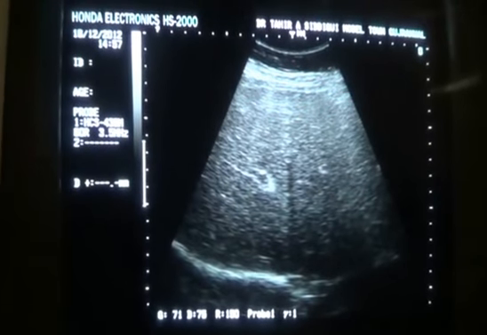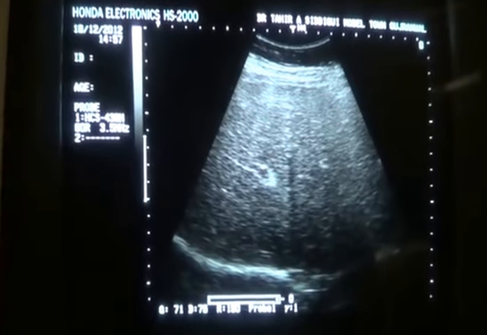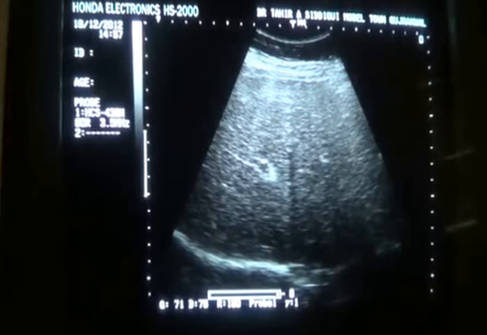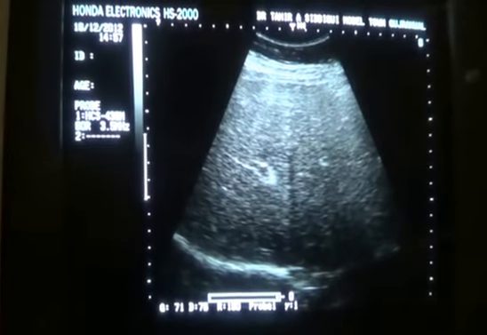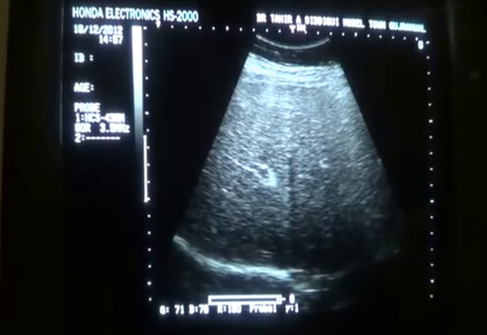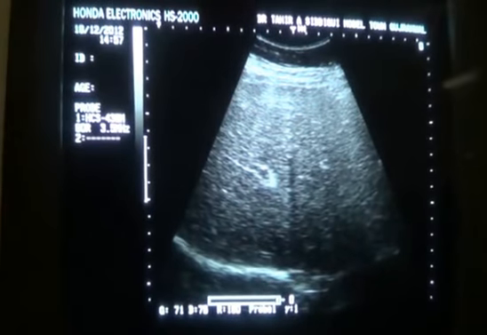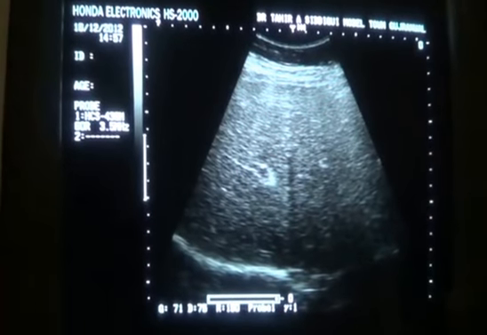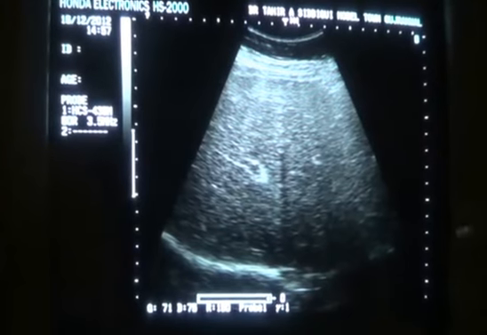So this is a case of cirrhotic liver with liver parenchymal changes, irregular outer surface, blurred vessel margins, shaggy walls of the gallbladder. This is stage 1 cirrhotic liver with no fluid seen surrounding it.